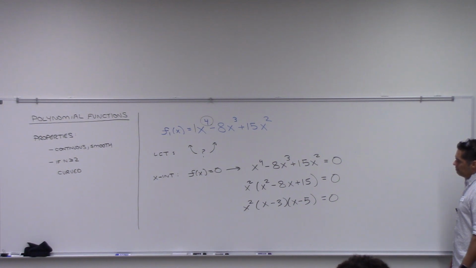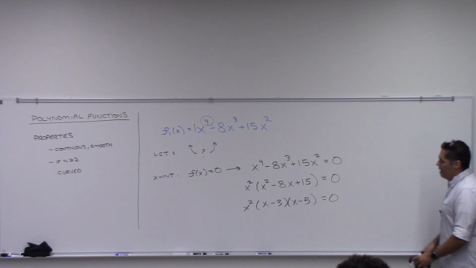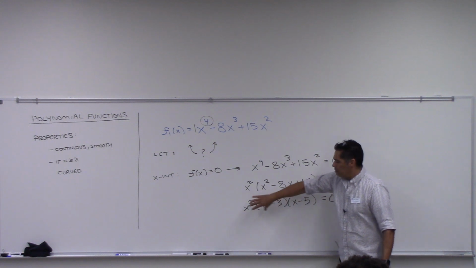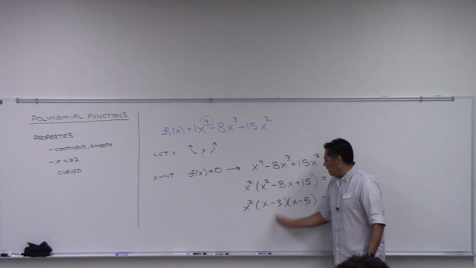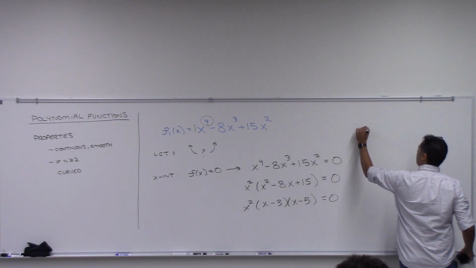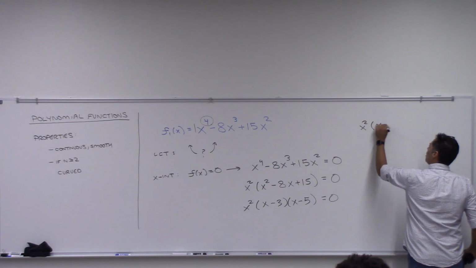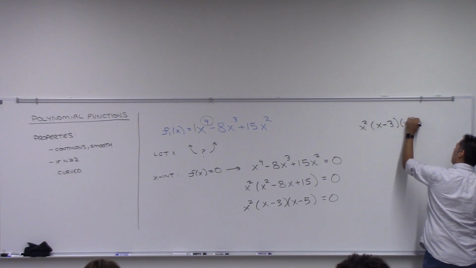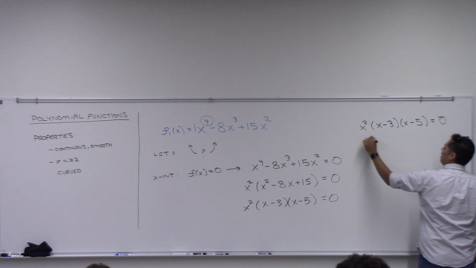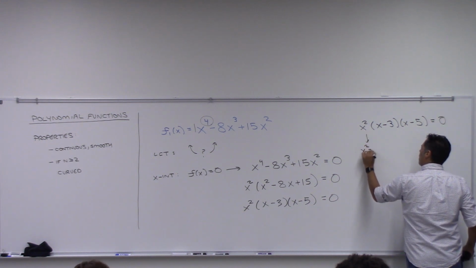Okay, this is not bad. I have 3 factors, don't I? 1, 2, 3 factors. So I can set each factor equal to 0. I'll do that over here. I'm going to rewrite it just to have it here. So I'm going to set each of these equal to 0.